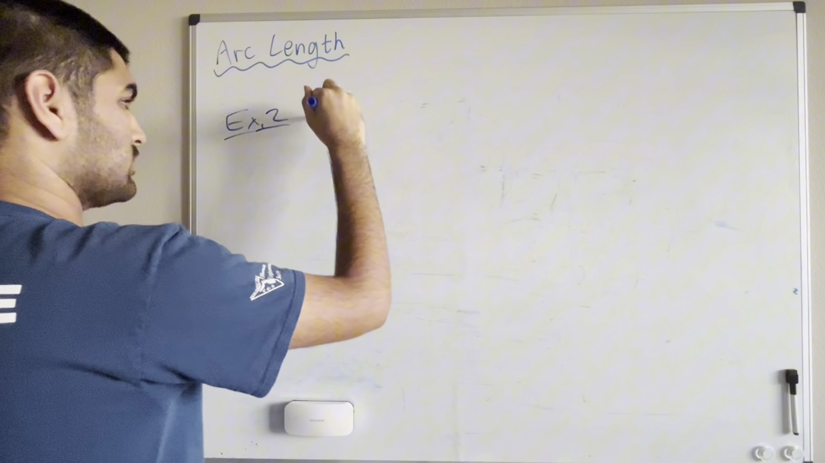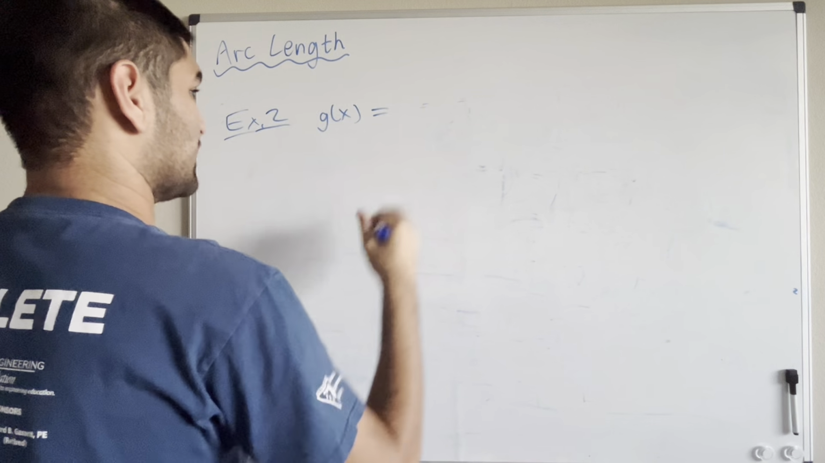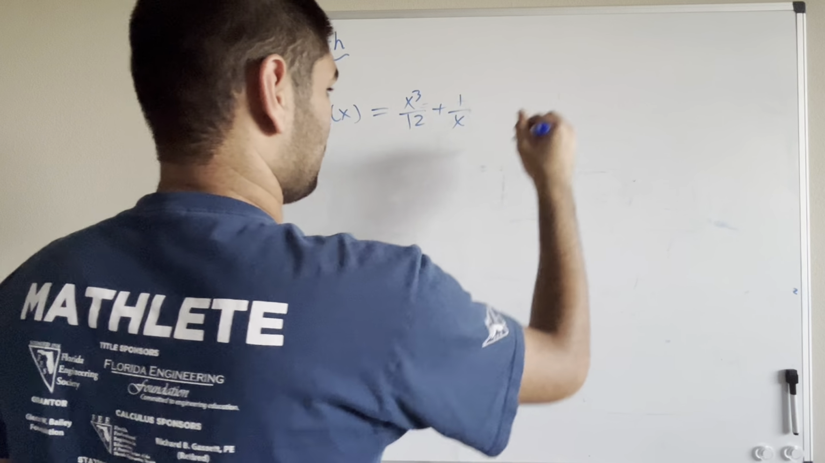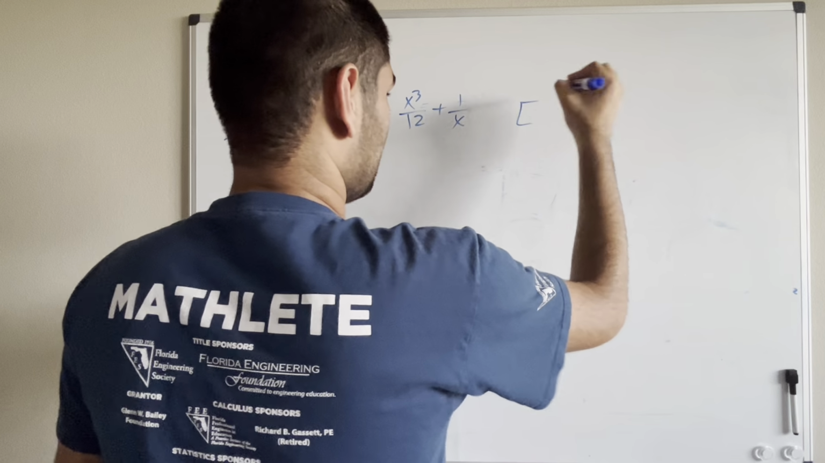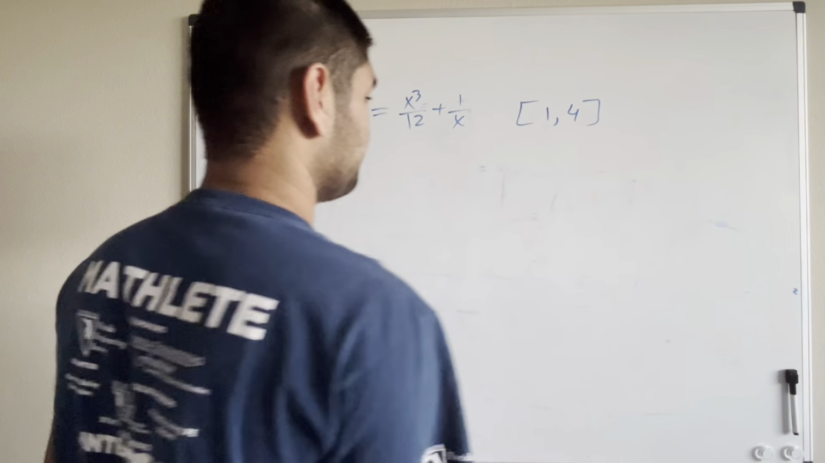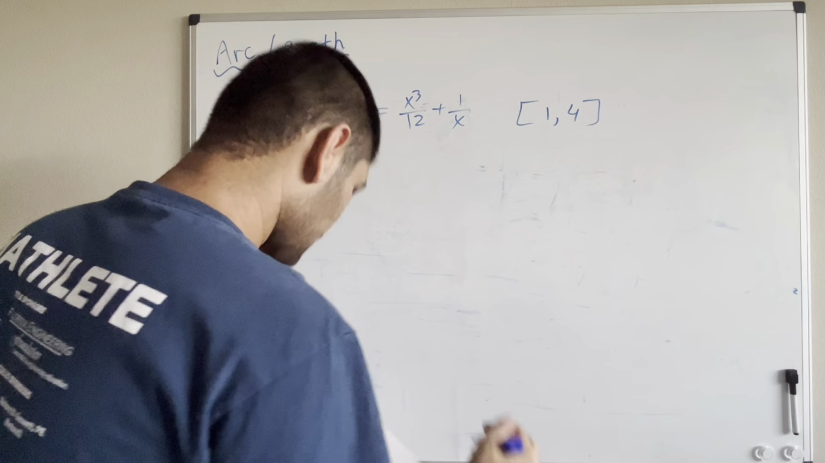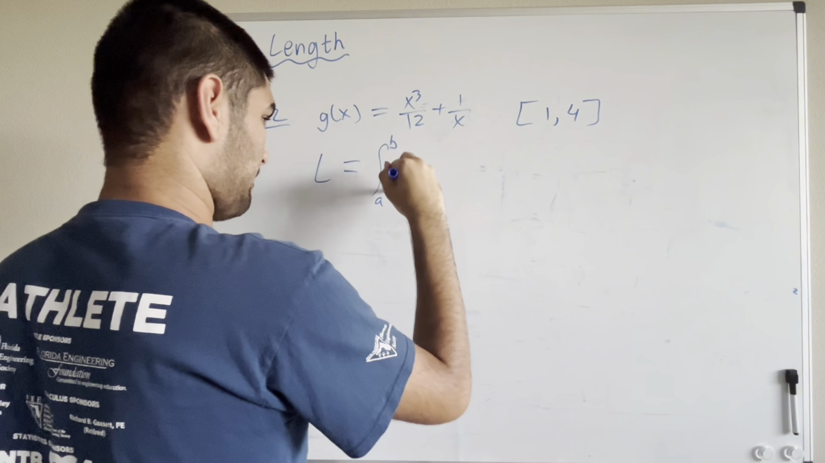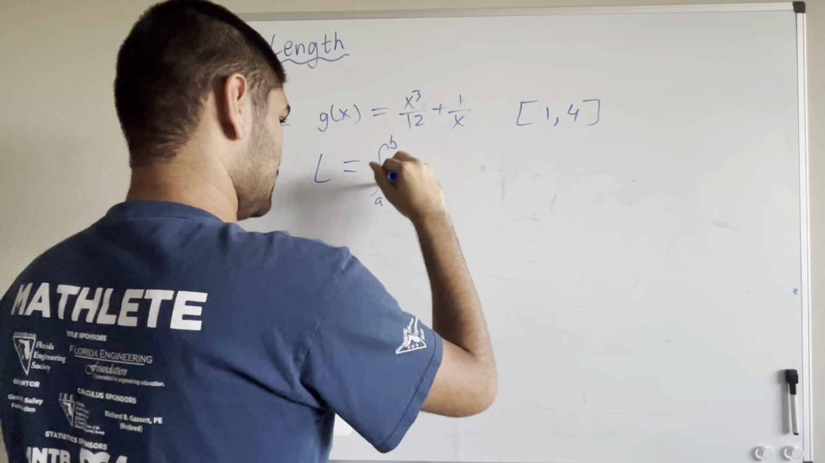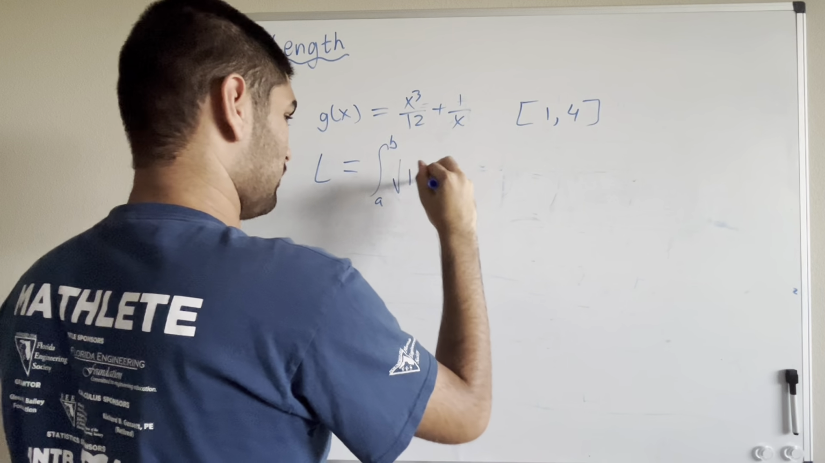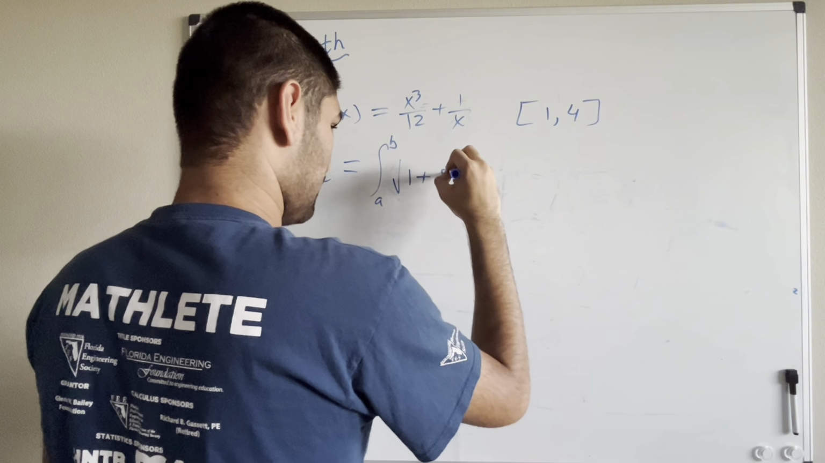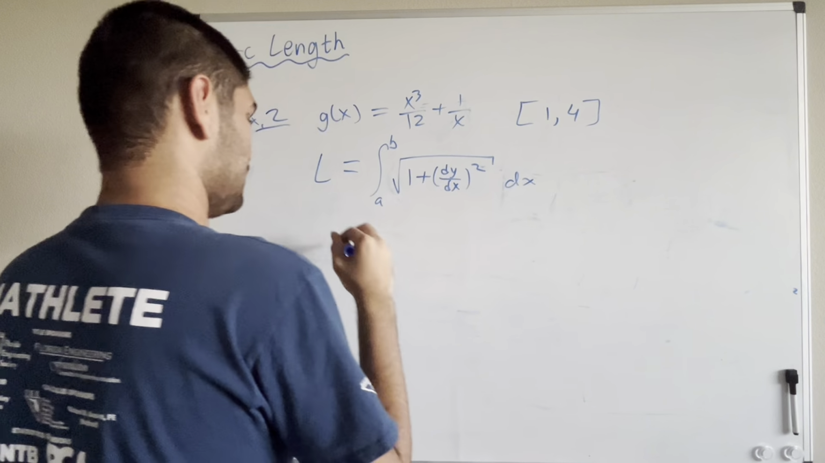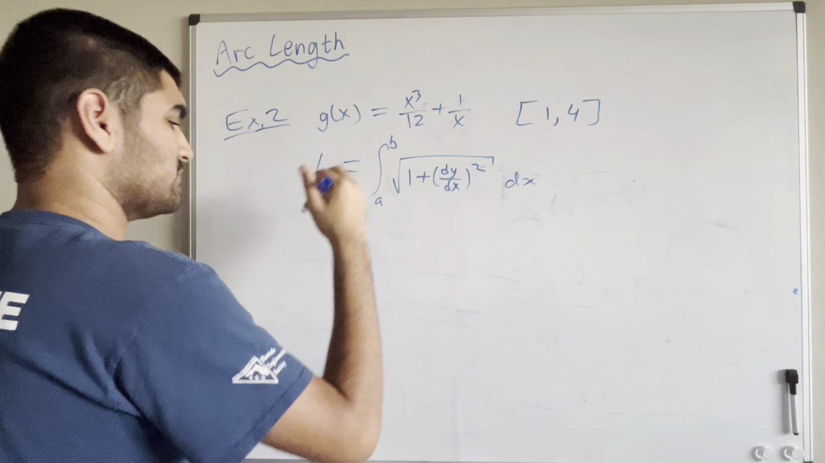Example 2. So let's say we have some function g of x, it's equal to x cubed over 12 plus 1 over x. And let's say we want to find the arc length over the interval from 1 to 4. Right. So again, let's write down the formula. So it's this integral from a to b of the square root of 1 plus dy dx squared dx, right?